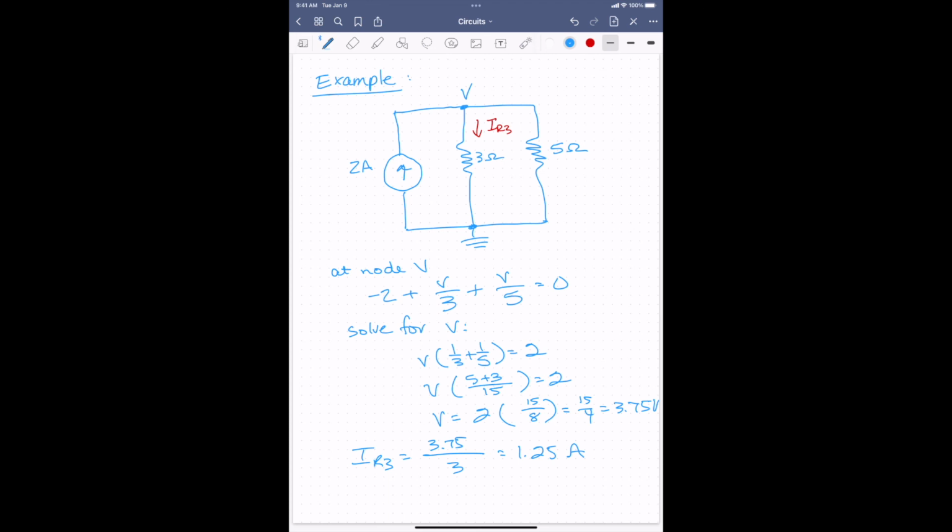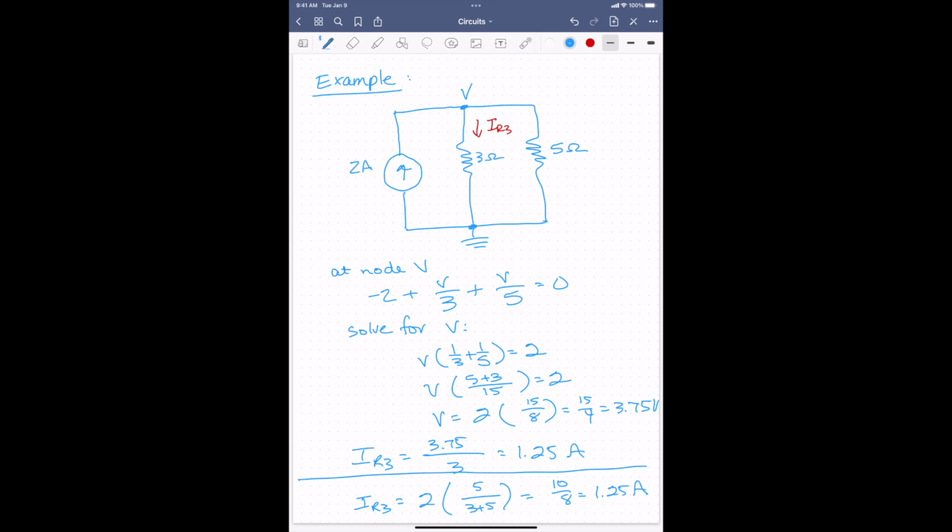We could have calculated IR3 directly using current division. Remember, current division says the current IR3 is equal to the current going into the node where the current is split, so it'll be 2 times the other resistance, which in our case is 5, over the sum of the resistances. 3 plus 5 is 8. So that'll be 10/8, which is again equal to 1.25 amps.